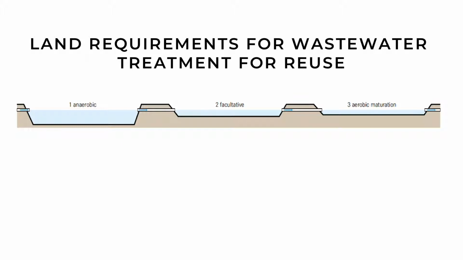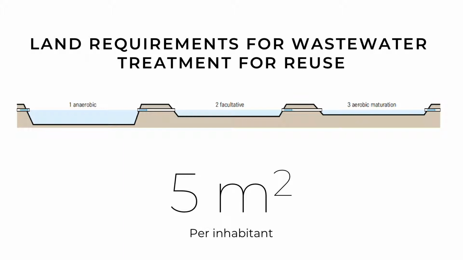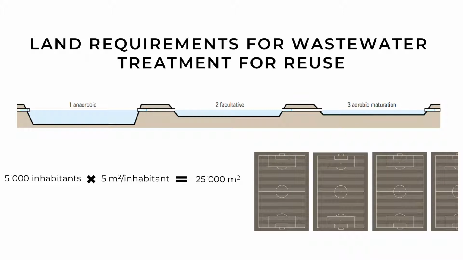Notice how a pond system composed of an anaerobic pond, a facultative pond, and a maturation pond will require a maximum of 5 square meters per inhabitant. If you will be treating the wastewater of a town of 5,000 inhabitants, you will thus require 2.5 hectares. This is equal to 3.5 soccer fields only for treatment.